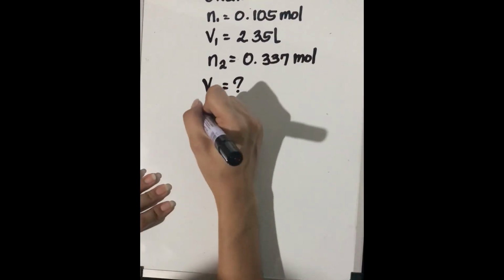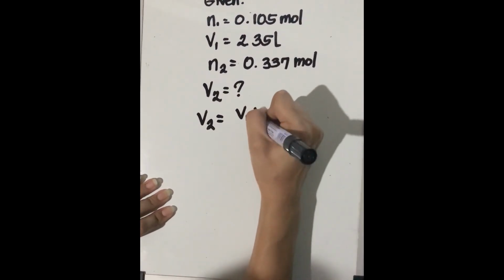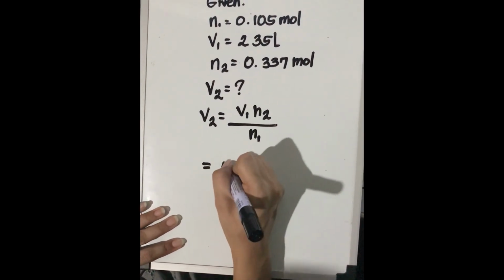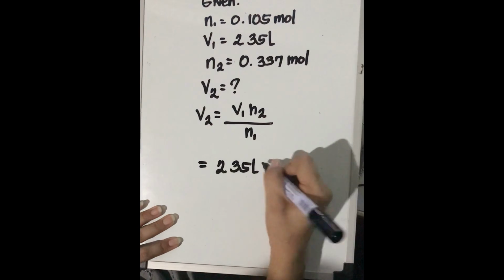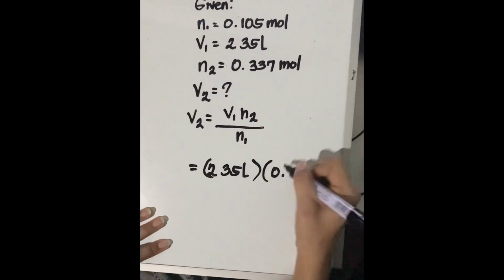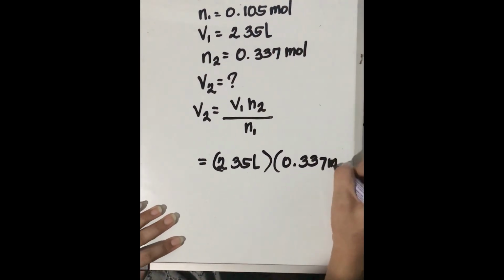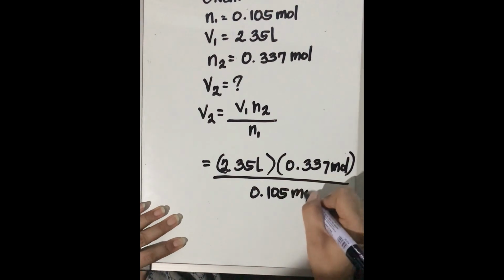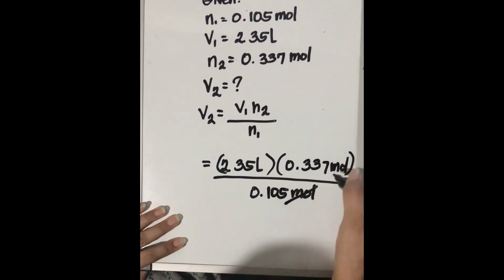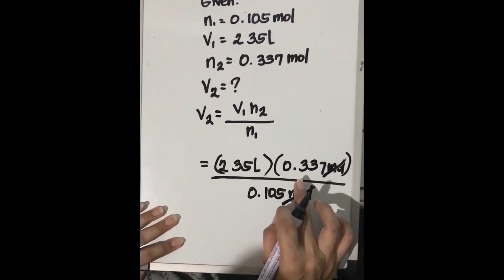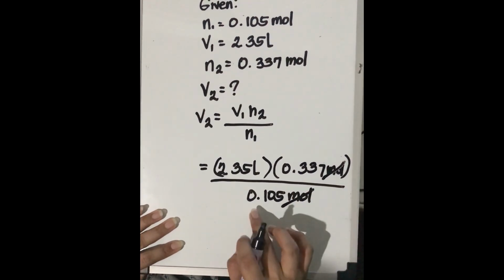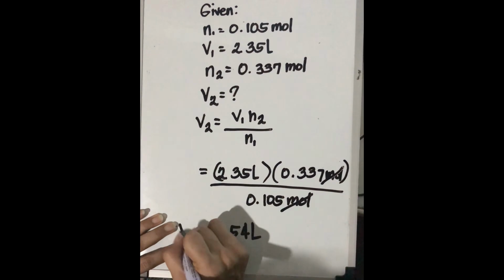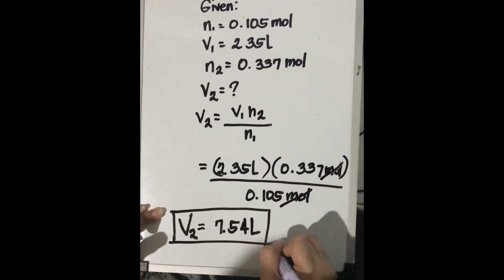So we are going to use the formula V sub 2 is equal to V sub 1 times N sub 2 all over N sub 1. So that is equivalent to 2.35 liters times 0.337 mole all over 0.105 mole. We're going to cancel the unit mole. Multiply 2.35 to 0.337 and divide the answer by 0.105. And the answer is 7.54 liters. So the final volume is 7.54 liters.